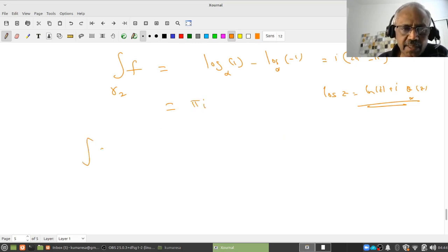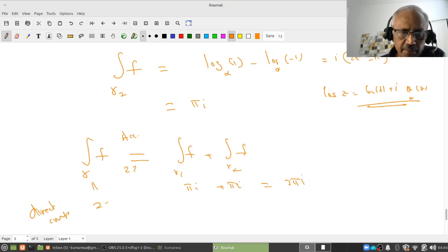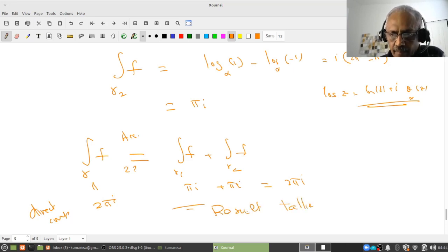Therefore the integral of f over gamma, according to our result, must be the integral of f over gamma 1 plus the integral of f over gamma 2. Is this true? This we saw is pi I, this is also pi I, therefore it is 2 pi I, and this we already computed by direct computation, we know it is 2 pi I. So the result tallies.